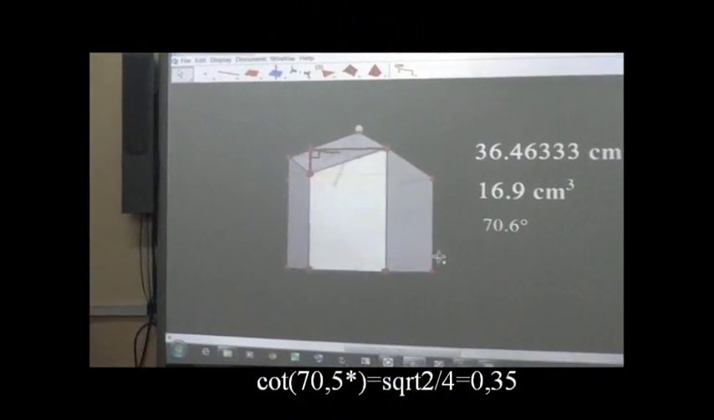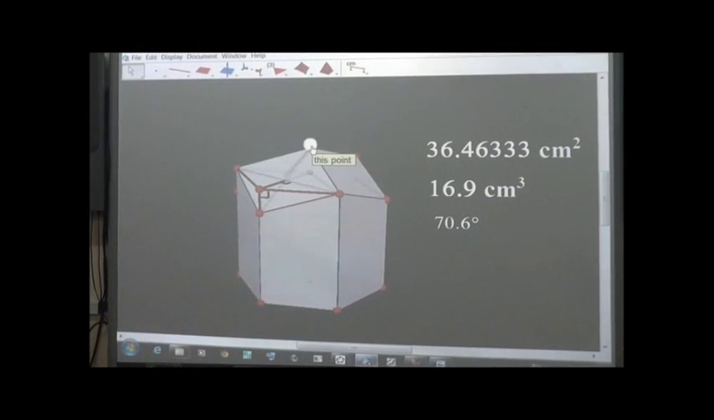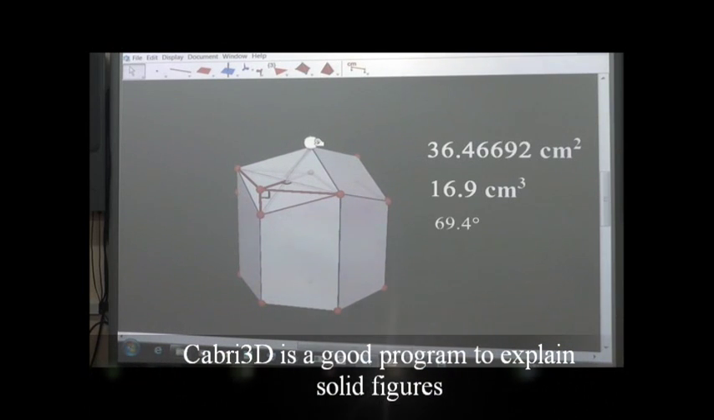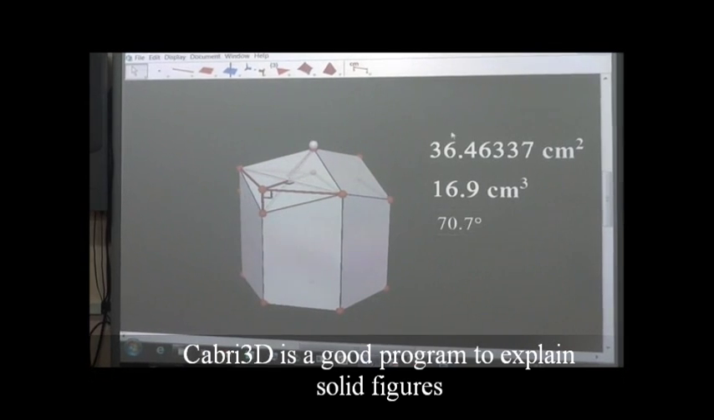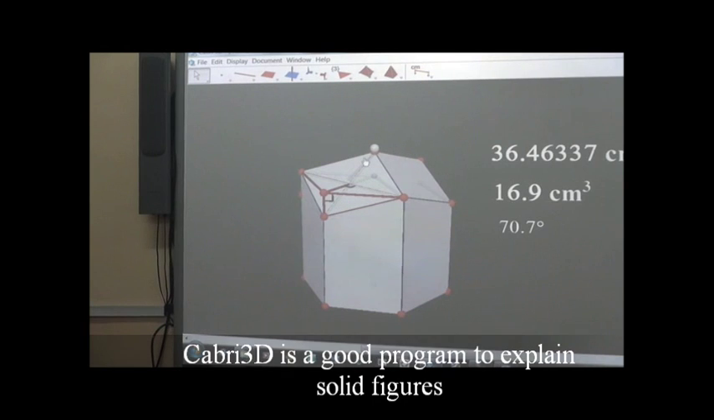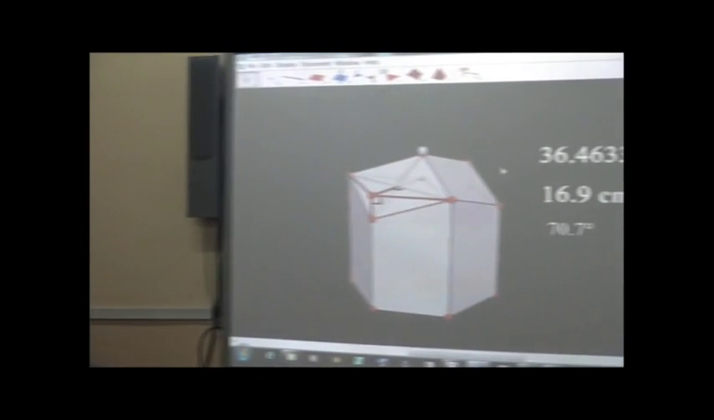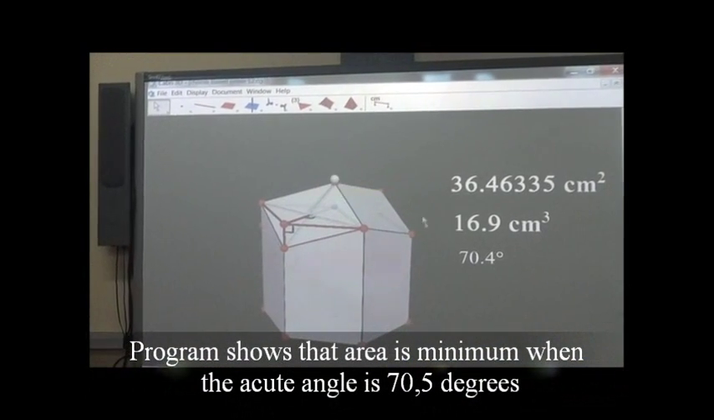This is the honeycomb cell structure in carbon 3D. The surface area is minimum when the angle is equal to approximately 70.5 degrees. As you see, the volume doesn't change, but when this angle is equal to 70.5 degrees, it will be the minimum area.